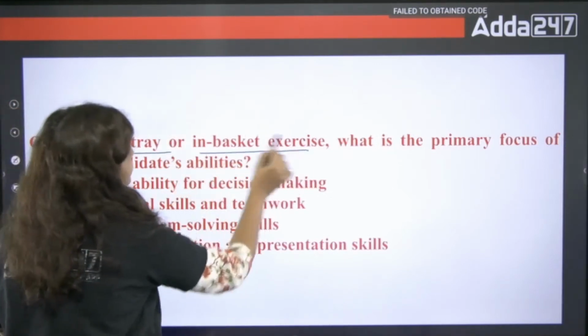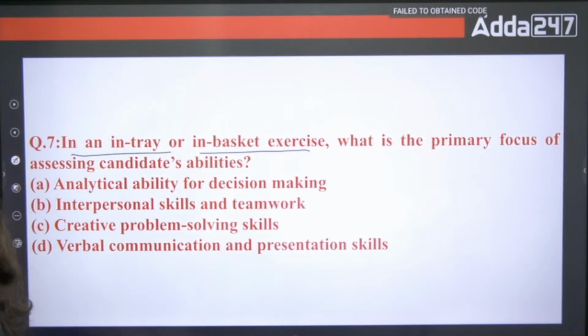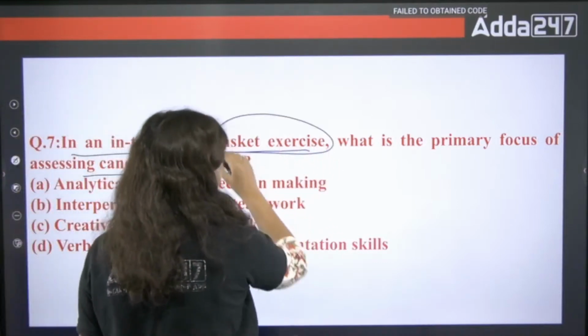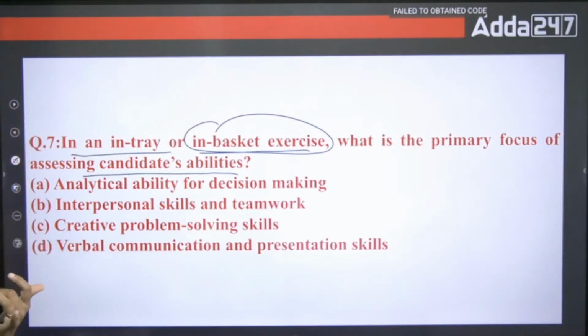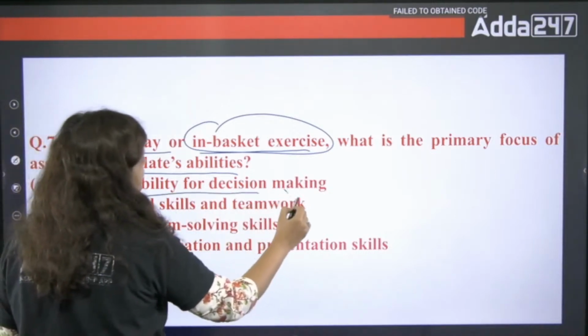In an in-tray or in-basket exercise, what is the primary focus of assessing the candidate's abilities? Right? Option A is analytical ability for decision making, B is interpersonal skills and teamwork, C is creative problem solving skills, D is verbal communication and presentation skills. So what is the right answer here? See, the in-basket is basically a mix of activities, maybe case studies, role plays. So what is the primary focus? The primary focus is on analytical ability for decision making, right?